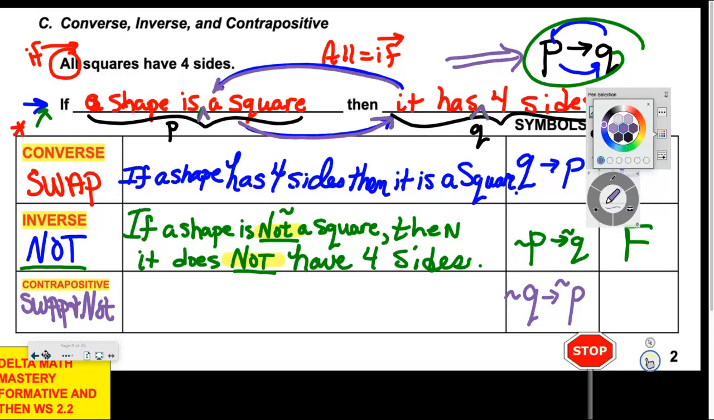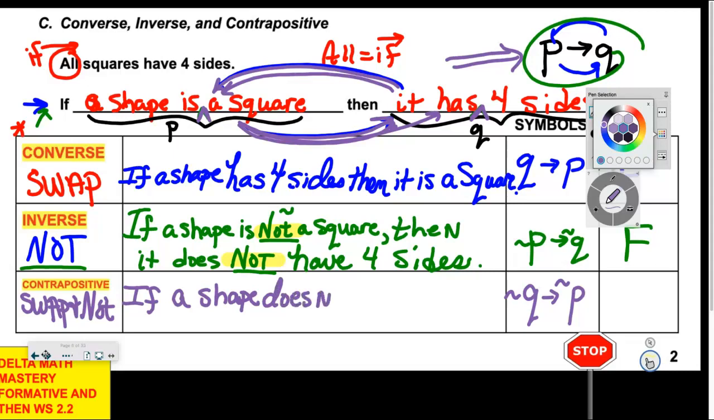So watch what I did in purple. I'm going to do it again. I need to swap them. So my if and my then are going to swap places in my original. At the same time, I'm going to put the word not in there. So let's go do that. Here's my if. I'm going to swap it out with my shape having 4 sides. So if a shape, but I also have to negate it. So I'm not going to say has 4 sides. I'm going to say does not. That's what I mean by swap and not.